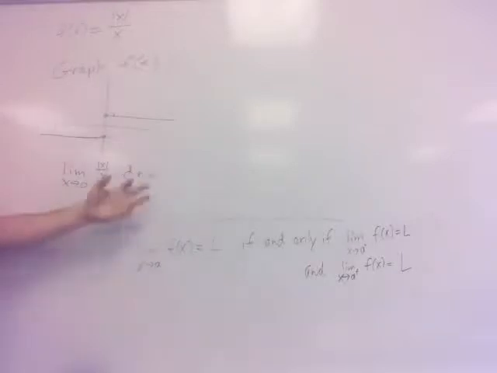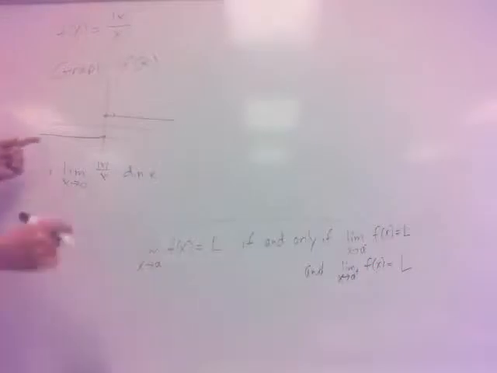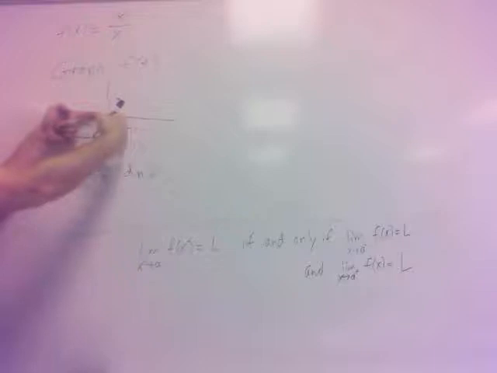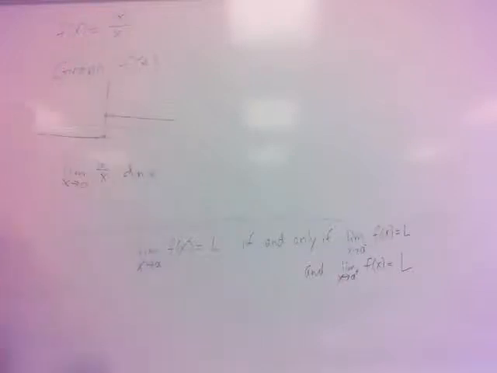DNE. You can use that acronym if you want to, for it does not exist. Okay. This is another way to verify it, because for the limit to exist, these two graphs have to come in at the same place. This one would have to come in here, and this one would have to come in at the same level, same place. Okay? Graphs don't match at 0.